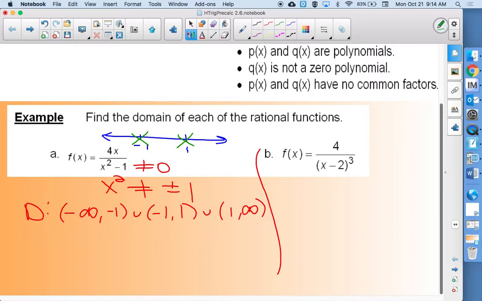Letter B says f of x equals 4 divided by x minus 2 quantity cubed. Brenton, what would make the denominator 0? Yeah, it can't equal 2. Does it matter that it's cubed? No. It's just saying you have the same factor 3 times, but that doesn't change what the denominator cannot be. So Brenton, the domain would be?